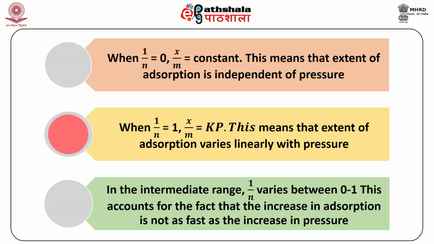When 1/n equals 1, x/m equals Kp. This means that the extent of adsorption varies linearly with pressure. In the intermediate range, 1/n varies between 0 to 1. This accounts for the fact that the increase in adsorption is not as fast as the increase in pressure.